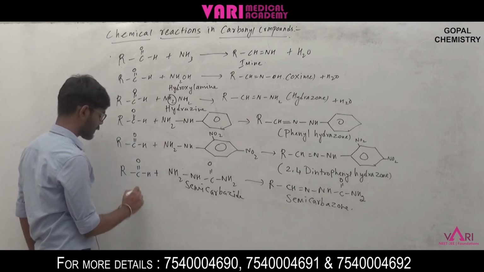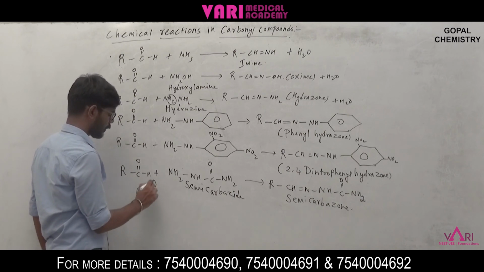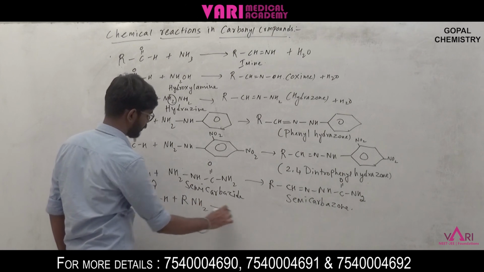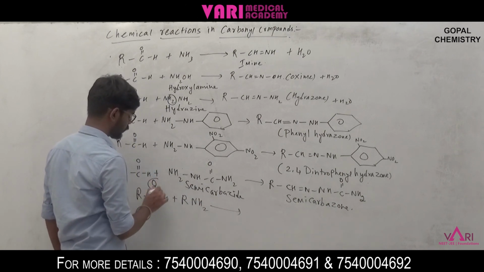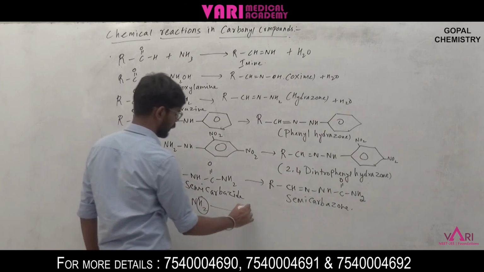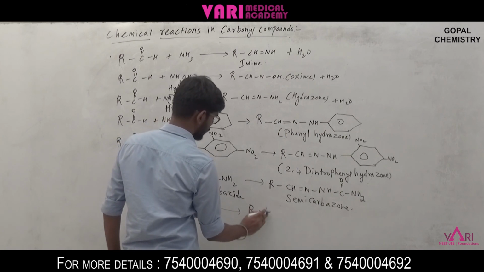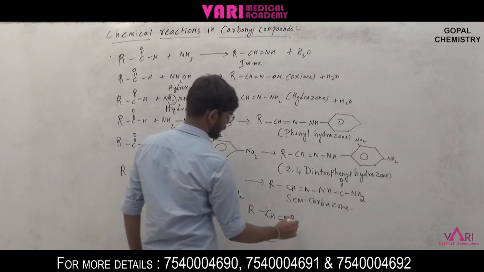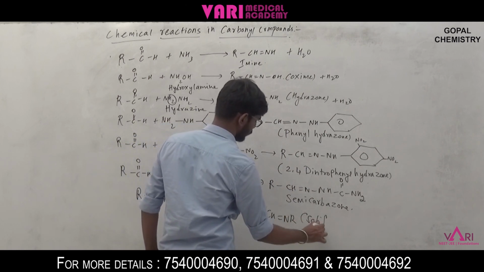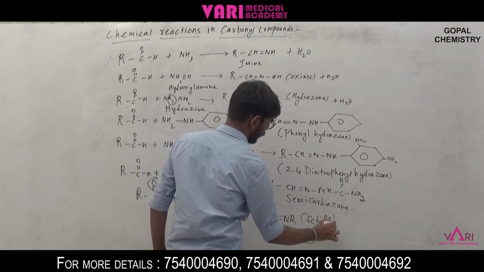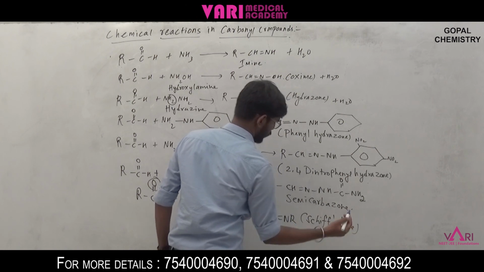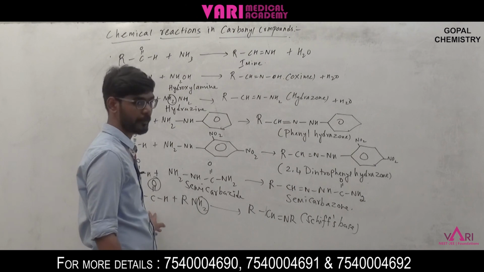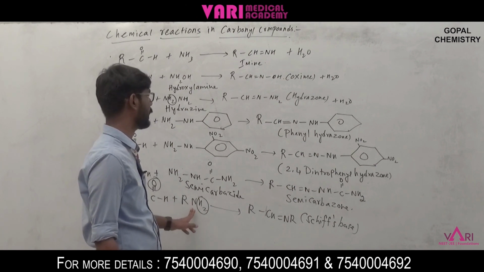One more reaction is also there. See, carbonyl compounds with RNH2. This is a primary amine. So this oxygen and NH2 will be released, and we will get CH double bond NR. This is a Schiff base. We get a Schiff base when the carbonyl compound is treated with a primary amine.